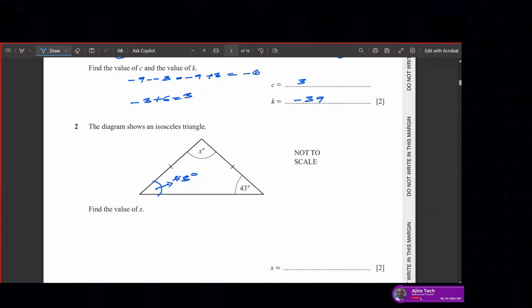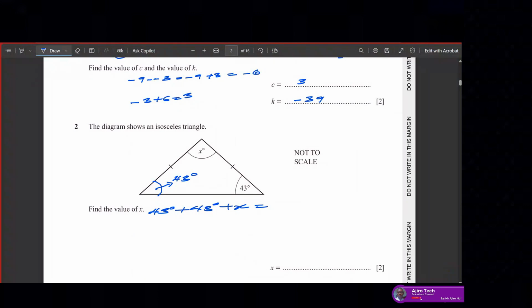So remember that the sum of angles in a triangle is what? We have 43 degrees plus 43 degrees plus x, and that would equal what? He said 94. 94 is our final answer.